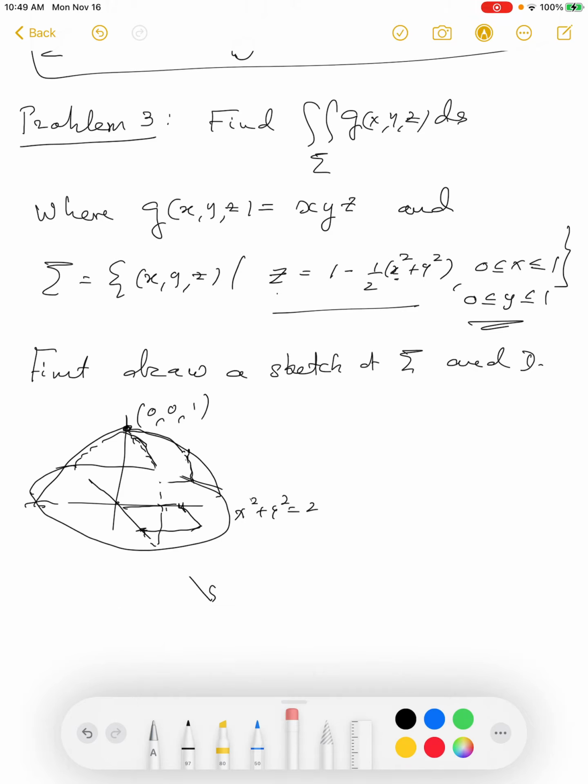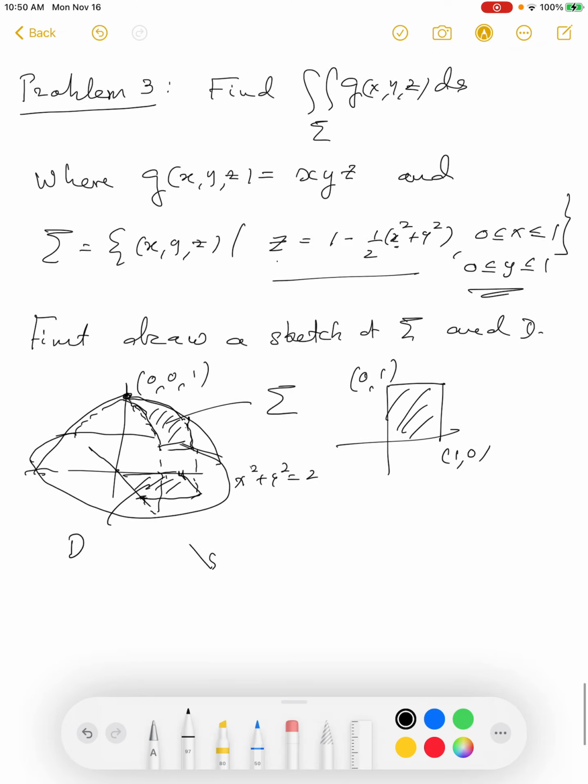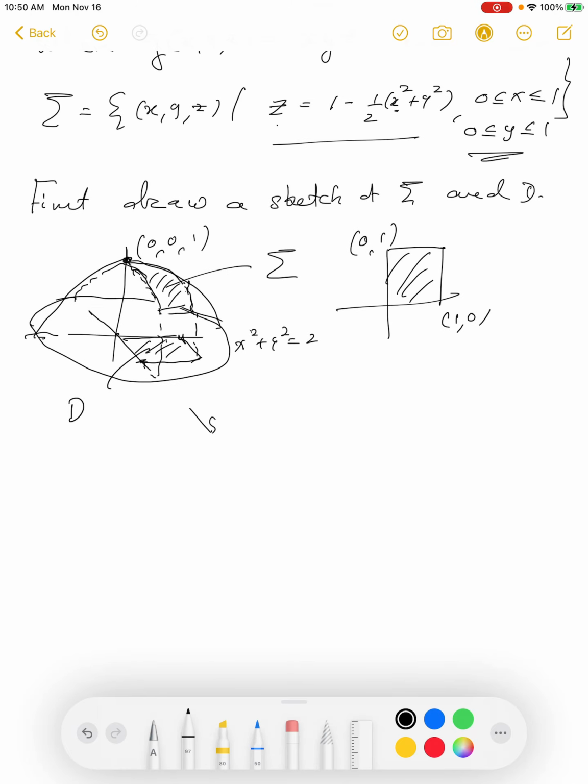This is a better picture. So that's my sigma, which is above D, and this is my D. So my D is going to be the unit square, and on this D, on this sigma, you are integrating the function xyz.